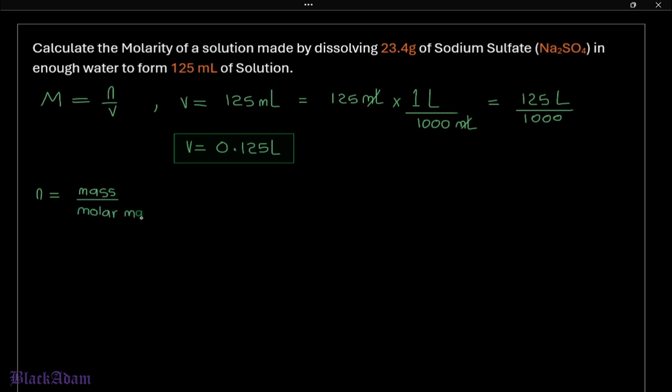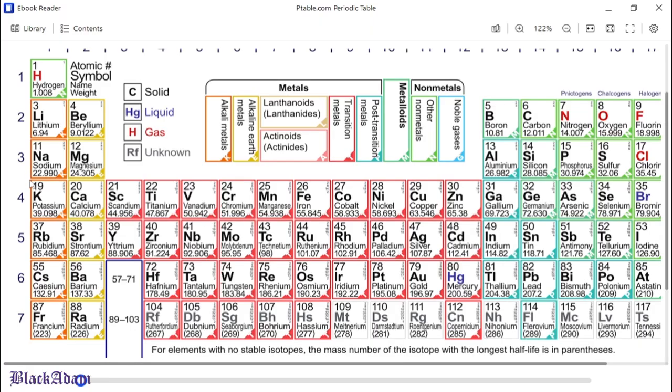So how much is the mass per mole? So the molar mass of sodium sulfate. We need to find the elements that comprise the sodium sulfate. We're going to need a periodic table in that situation. So we have 2 multiplied by sodium. Let's go to the periodic table.